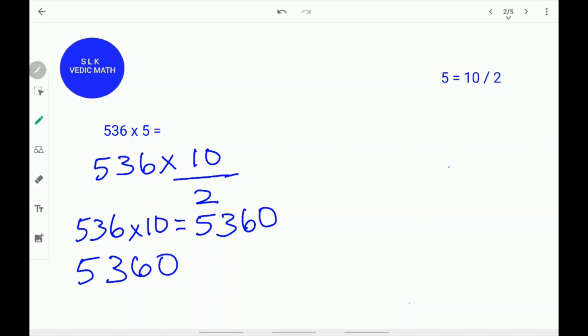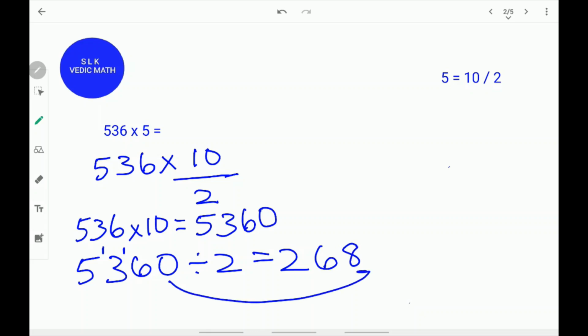5360 divided by 2. 2 times 2 is 4. 2, write down the 2 and carry the 1. So now it's 13. 2 times 6 is 12. So write down the 6 and carry the 1. So now it's 16. 2 times 8 is 16. So write down the 8 and write down the 0 as it is. So 536 times 5 is 2680.